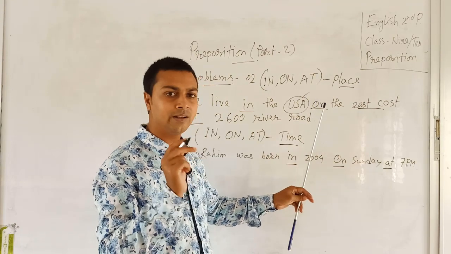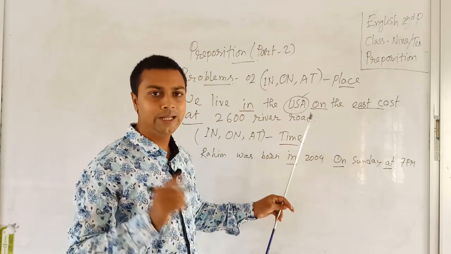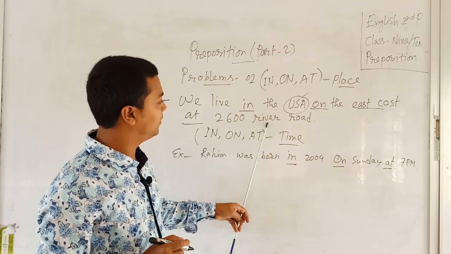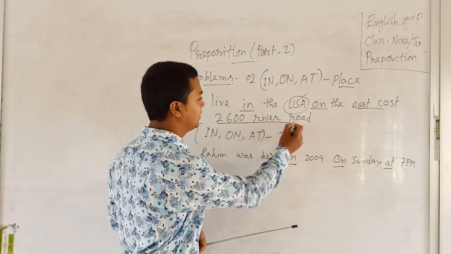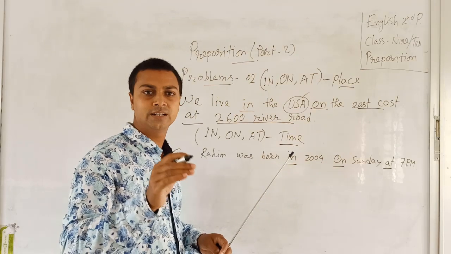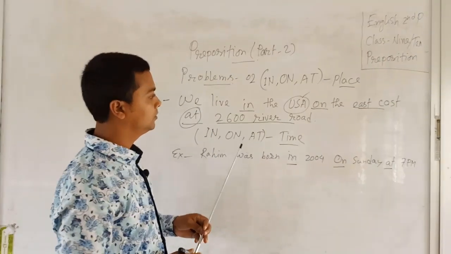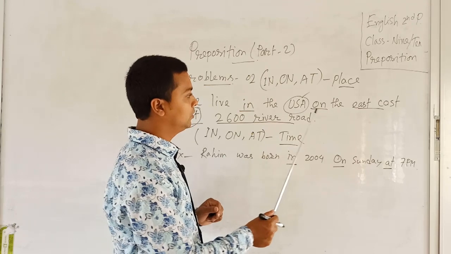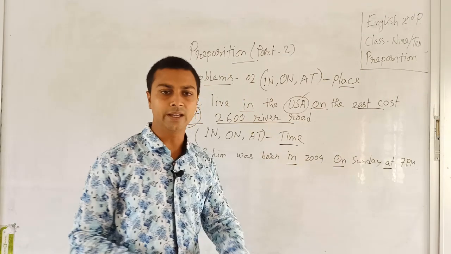We can use on before East Coast because it is smaller than USA. Okay, and then at 2600 River Road, we can see here the number is an address. When numbers in addresses are used in any sentences, we use at. Hopefully you understand. We live in the USA on the East Coast at 2600 River Road.